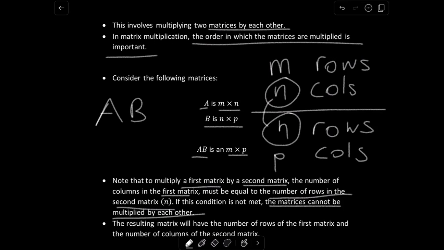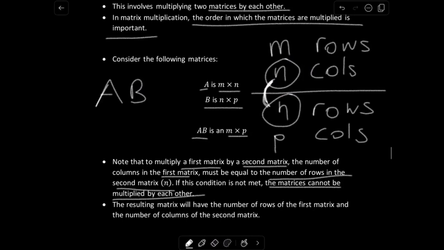The number of columns in the first matrix and the number of rows in the second matrix must be equal, they must match. If they do not match, you can't do the matrix multiplication. The resulting matrix, if you can multiply the other two, will have the number of rows of the first matrix, M, and the number of columns of the second matrix, P. That's why we have an M by P matrix. Okay, so that's matrix multiplication in a nutshell.